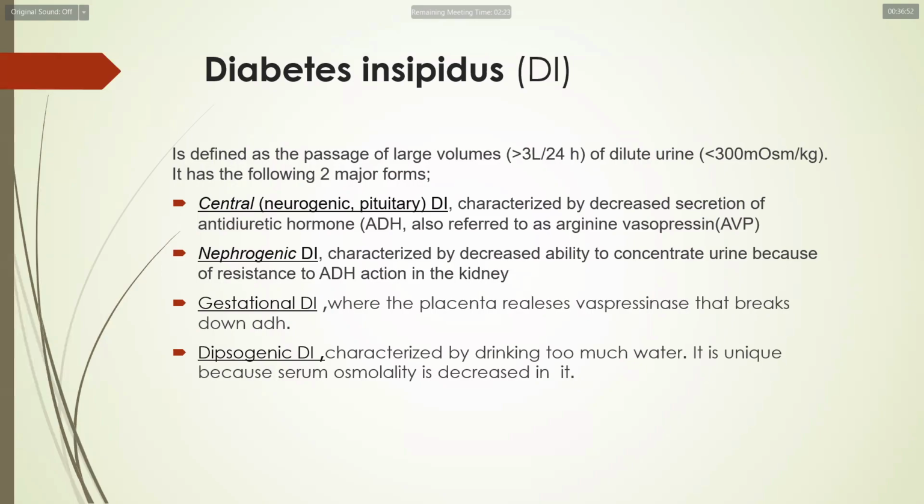النوع الرابع اللي هو الديبسوجينيك DI. الديبسوجينيك DI is characterized by drinking too much water، وهي نوع يعني يونيك من الDI لأنه على عكس الباقي بيكون السيرم osmolality is decreased in it على عكس الباقي، يعني بتشبه ال SIADH. Next.